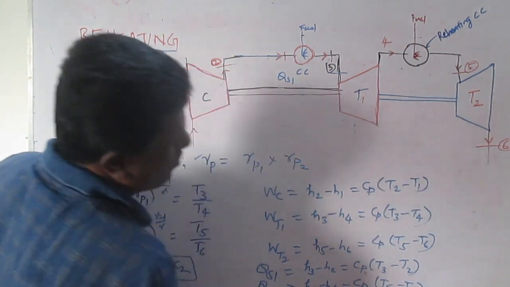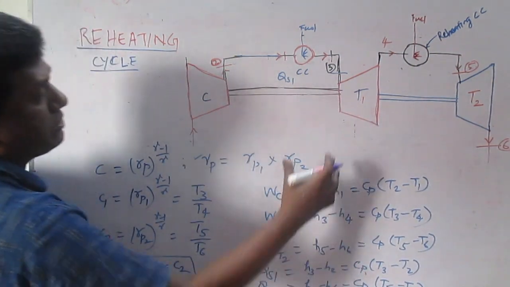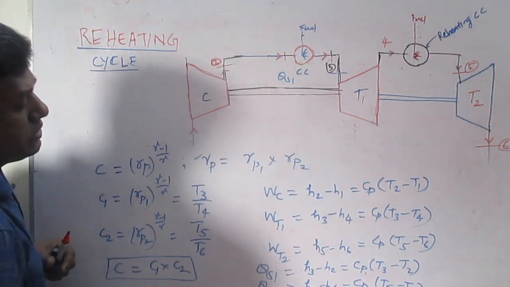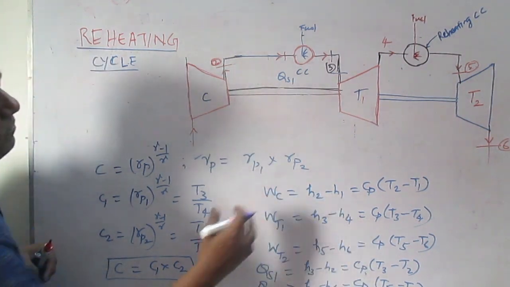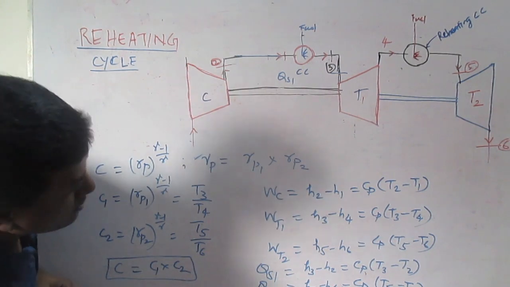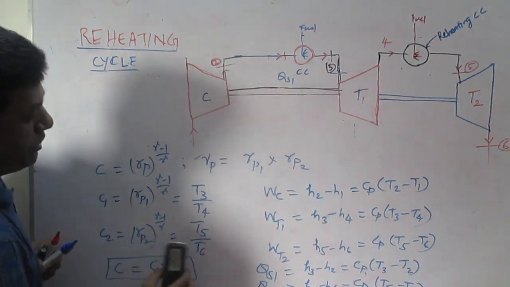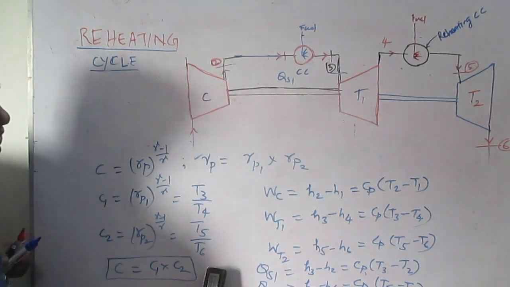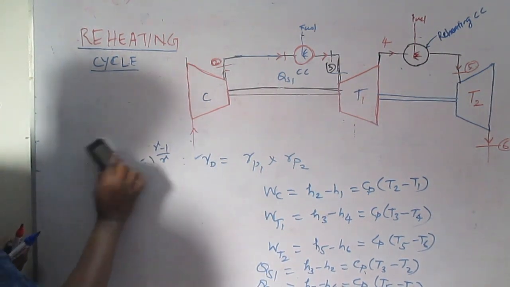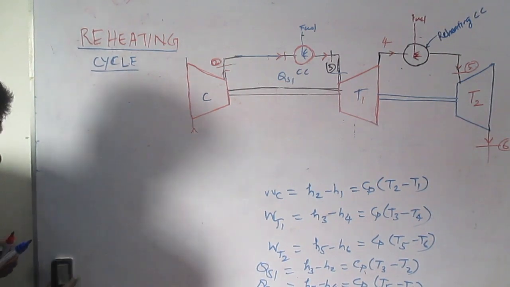So these are the operating ranges, that means turbine work, compressor work and heat supply. Based on this only we need to derive the formula for specific work output, and also based on this only we can find out the efficiency. How we are going to do this, we will do it now.